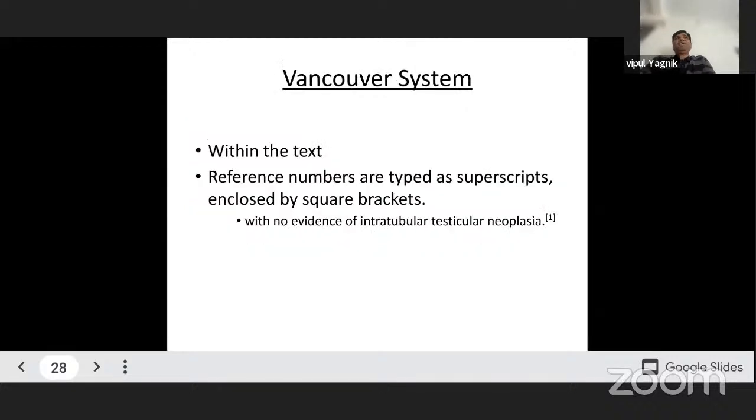Vancouver system. The Vancouver system is the most commonly used system. Most journals nowadays follow the Vancouver system. This is the author-number system. Reference numbers are typed as a superscript, enclosed by square brackets or parentheses in the main text. Suppose, with no evidence of intratubular testicular neoplasia, you have to write a 1 in parentheses or brackets. Next slide, please.